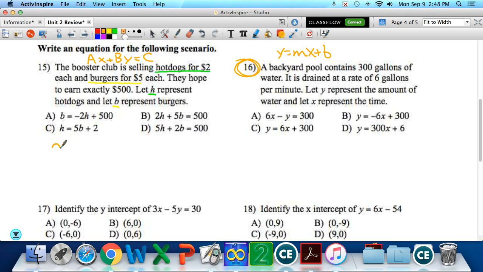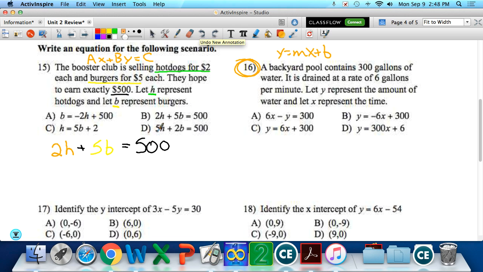So that means it's $2 per hot dog plus $5 per burger equals our total cash value of $500. So I just kind of paired the stuff off in my mind. I'm looking, okay: 2 hot dogs, 5 burgers, 500.